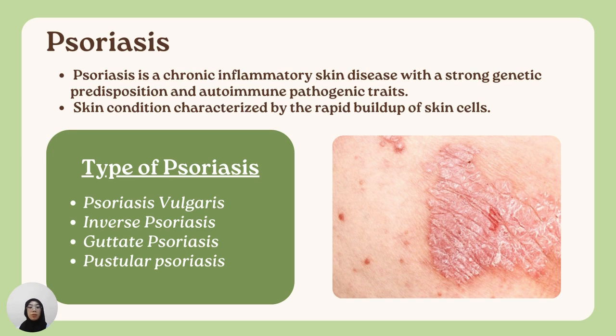So, the types of psoriasis include psoriasis vulgaris, which is the most common type, inverse psoriasis, which is a type of psoriasis that affects skin folds, for example, under the breast or around the armpit. And next, we have guttate psoriasis, which usually affects children or adolescents. And lastly, pustular psoriasis, which can be localized or generalized. Localized means that it will affect a specific area, while generalized means that it would affect a large area of the body.